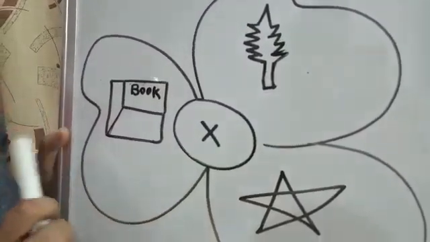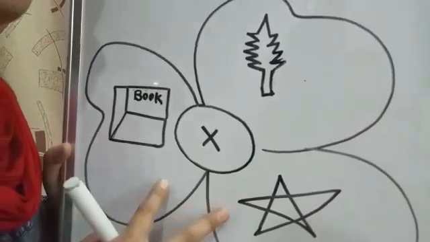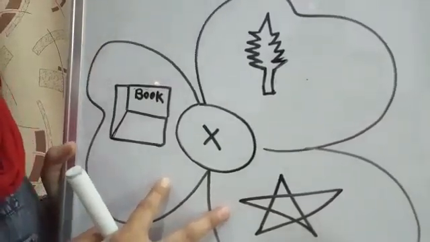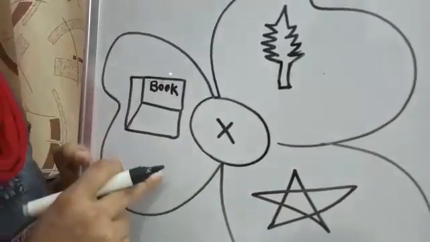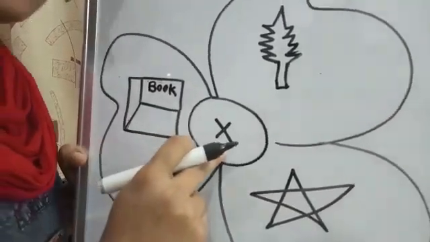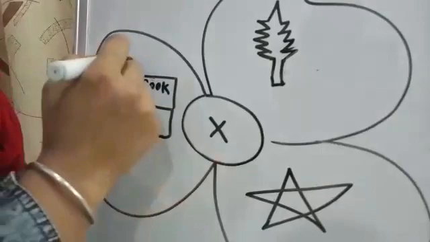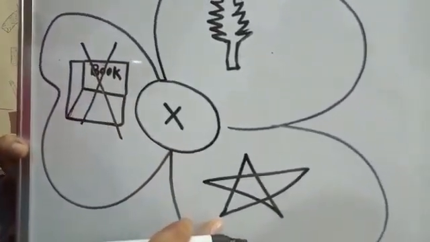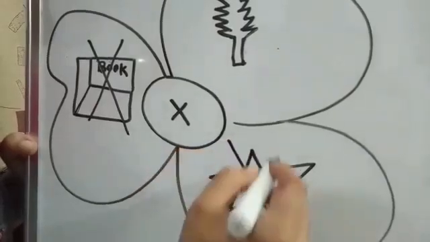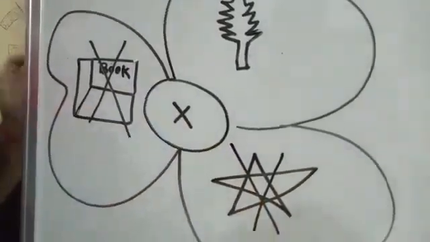Now tell me, which pictures do not belong to sound X? Yes, book does not belong to sound X, so we will put cross on it. And star? No. So we'll put cross on star also.